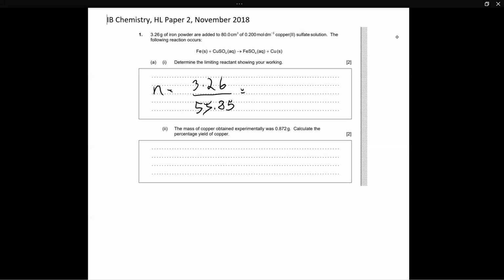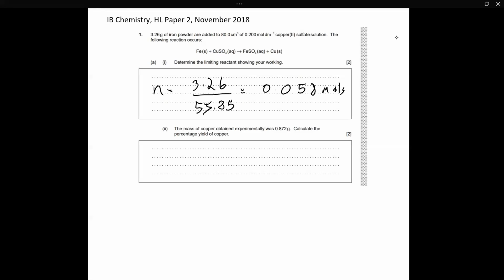And this gives us the number of moles as 0.058 moles. So these are the number of moles of iron powder that we have. Now let's find out the number of moles of the copper 2 sulfate solution. Of course, there's no space here, so I'm just going to work it down over here.